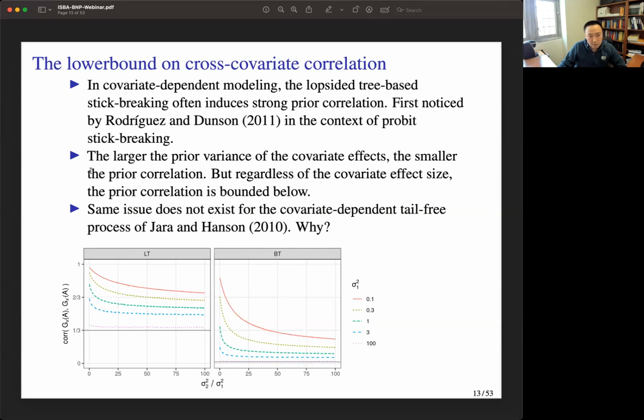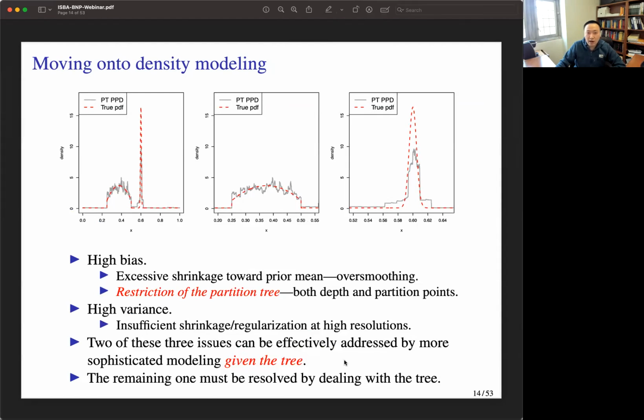In this simulation example in our paper, we show that under a very standard common setting, there's a lower bound of cross-covariate correlation of 1/3, and analytically, you can prove that the lower bound is about 1/3. Whereas once you replace the tree topology, that lower bound is removed with a relatively small number of levels in the tree. Right. So that's about what I want to talk about under the stick-breaking setting.